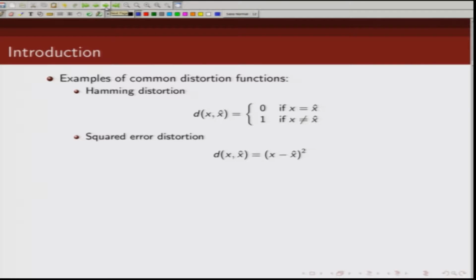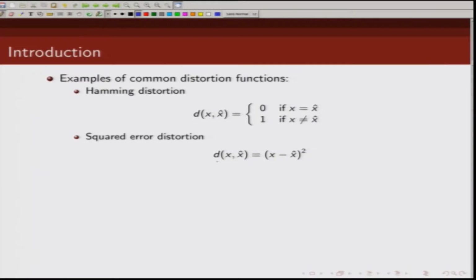Similarly, we could define squared error distortion. Squared error distortion is basically the Euclidean distance between the source alphabet and the reproduced alphabet. So, this is our squared error distortion function.